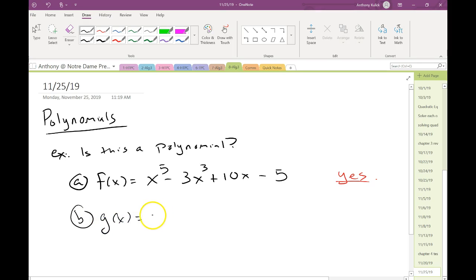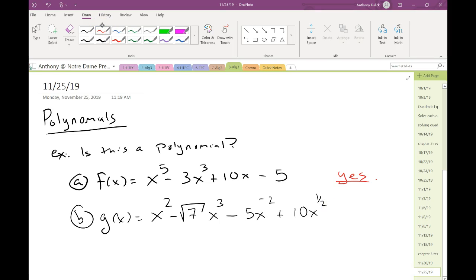So let's say we have this fella here. Is this a polynomial? No. Okay, why not? So we have a negative exponent. Is there any other reason it might not be a polynomial? So the exponent of 1/2, is the square root of 7 a problem? Yeah, that's just a number, so that's okay.